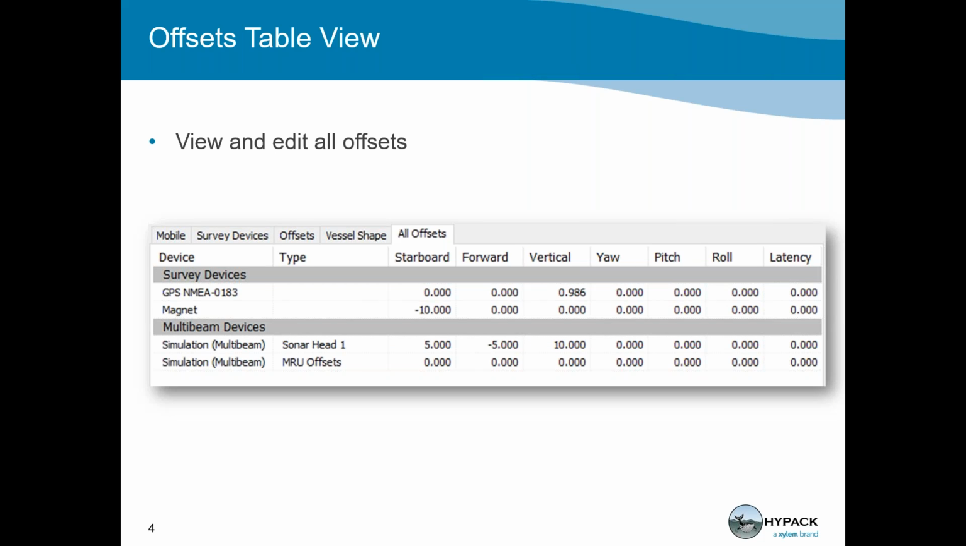One of the big features is this offsets table view. There's a new tab in hardware that will show all of your offsets in one place. It's a great way to do a quick overview of all of the offsets you have. And if you have everything available, you can enter your offsets very quickly. You can edit stuff from here.